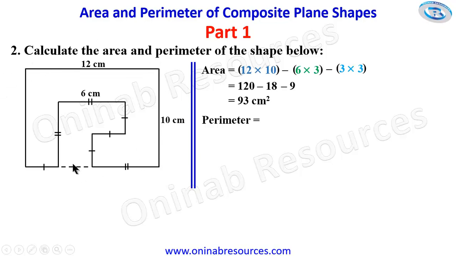Always be informed that this dotted line is not part of the sides you are going to add. So if you are starting from here, you come like this, go in, here, down, and back to your starting point. So starting from up here, we have this as 12 centimeters. Then coming down, we have this to be 10. So we have plus 10.